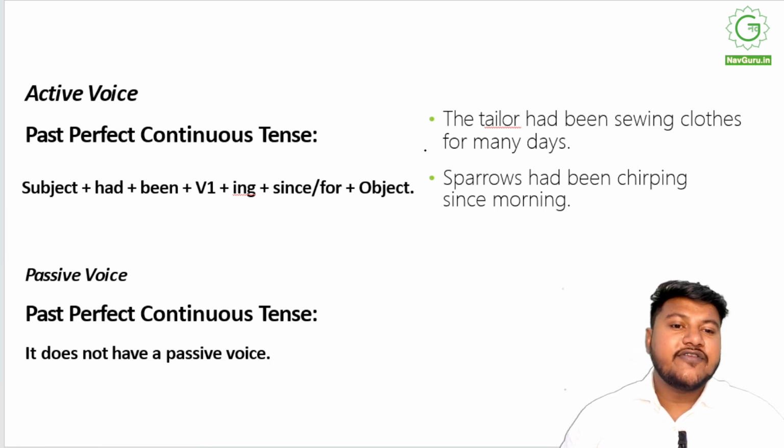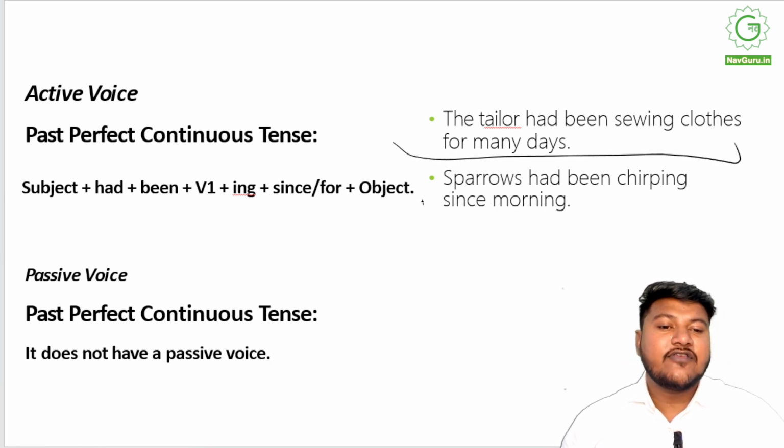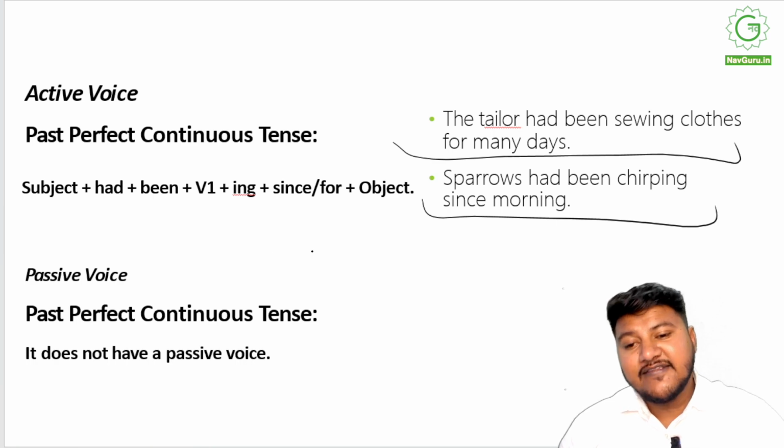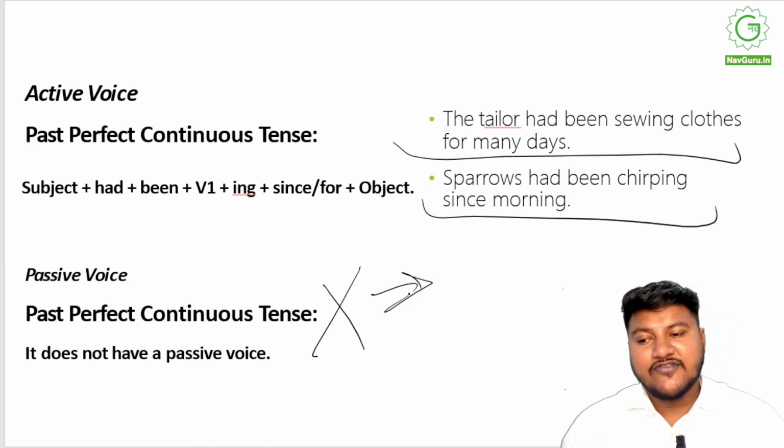Last, past perfect continuous tense. "The tailor had been sewing clothes for many days." "Sparrows had been chirping since morning." Like we discussed in the present one, past perfect continuous tense also does not have a passive voice. It's all active.